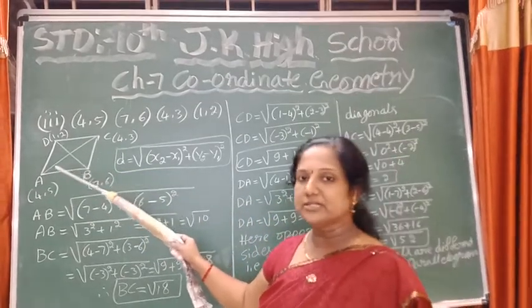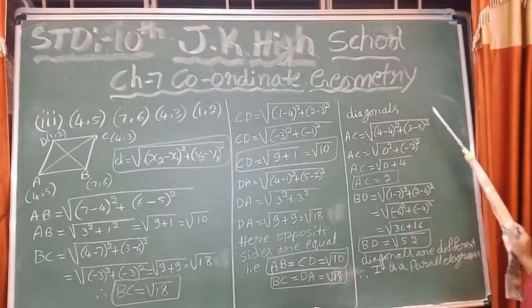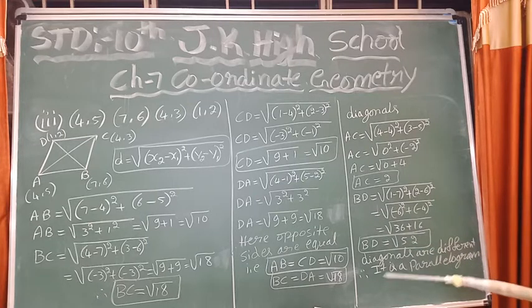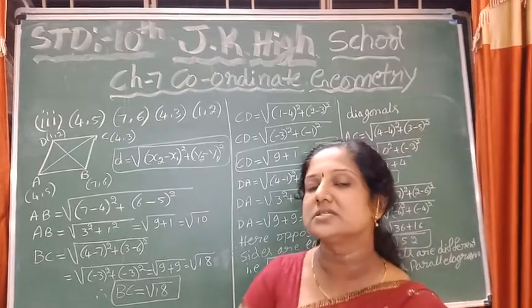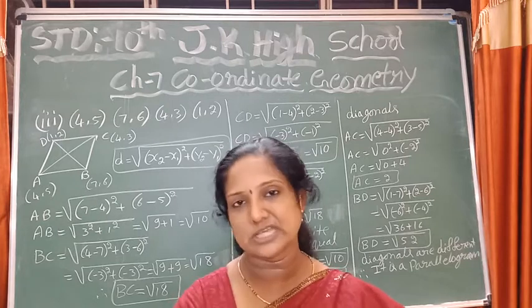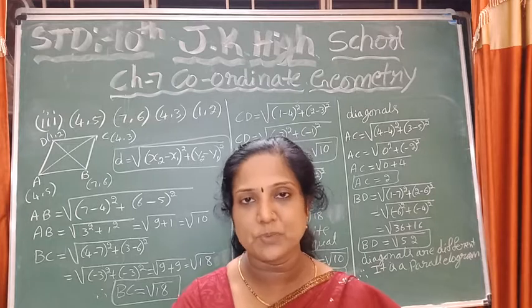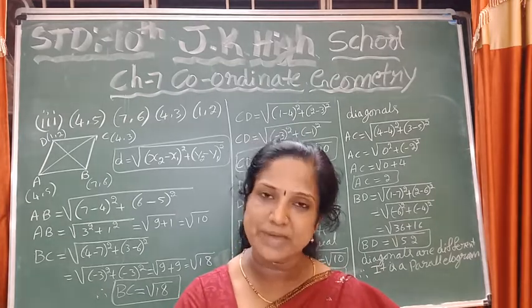And I have to find out the distance between diagonals also. I got the diagonals measurement as AC is equal to 2 and BD is equal to root 52. So diagonals are different, I got it. Here, when I found the distance between all four sides in this quadrilateral, I got opposite sides are equal and two diagonals are different. So this property it satisfies for a parallelogram. So the given quadrilateral is a parallelogram, children.